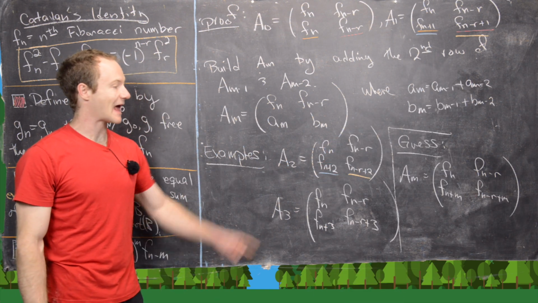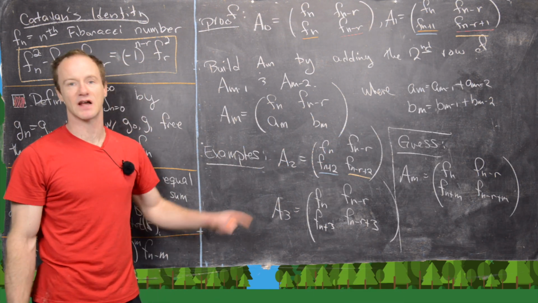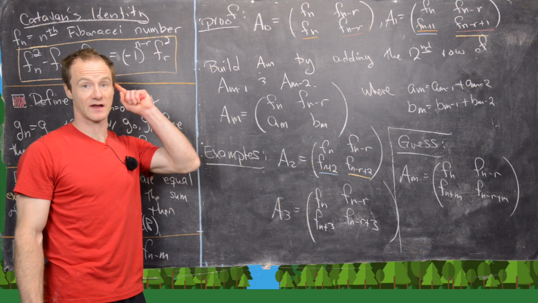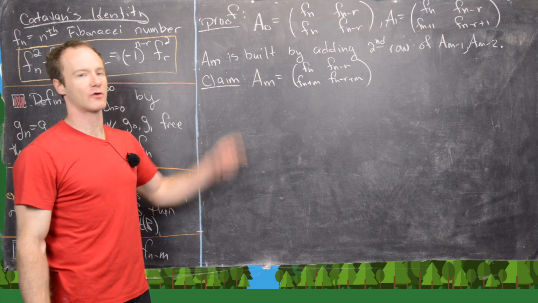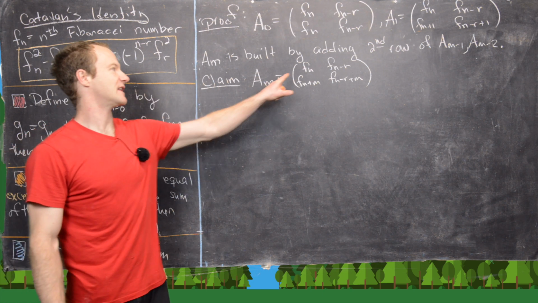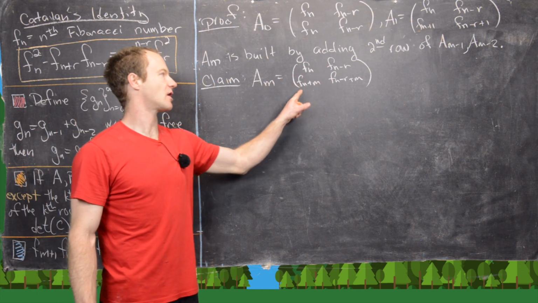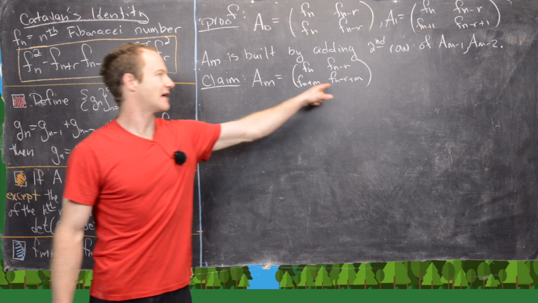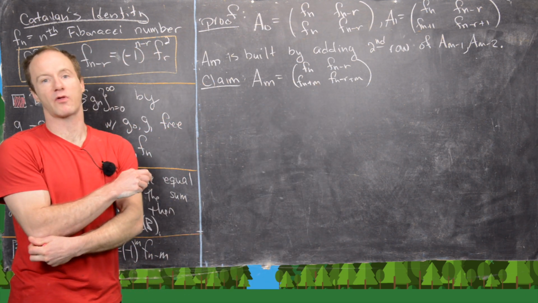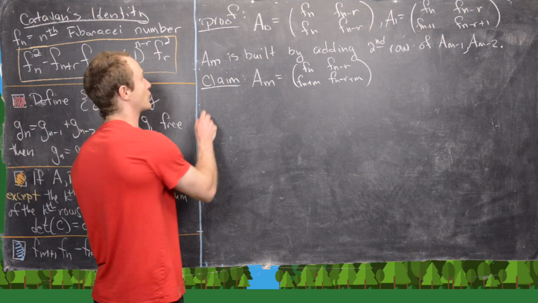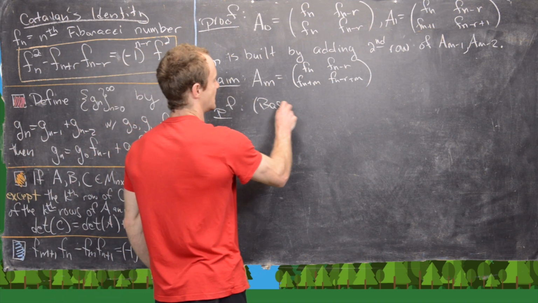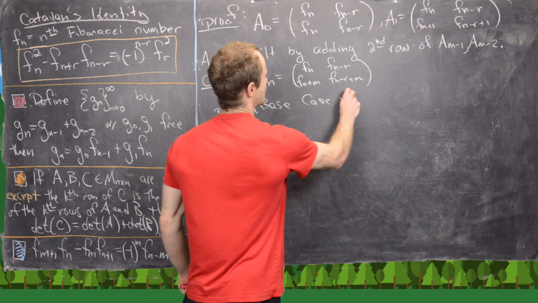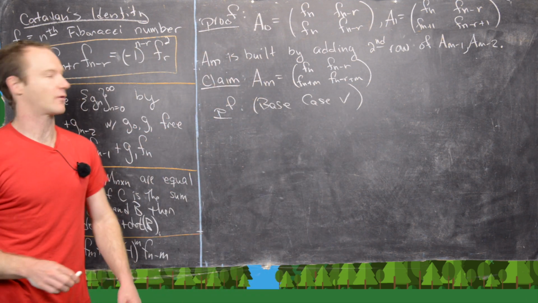So what I want to do now is prove that guess by induction, but we'll have to move that to the top. So we came up with the following claim for the general form of A_m. We say that it's F_n, F_{n-r}, F_{n+m}, and F_{n-r+m}. So we're going to go ahead and prove this by induction. And notice our base case is already set because we did those examples before.